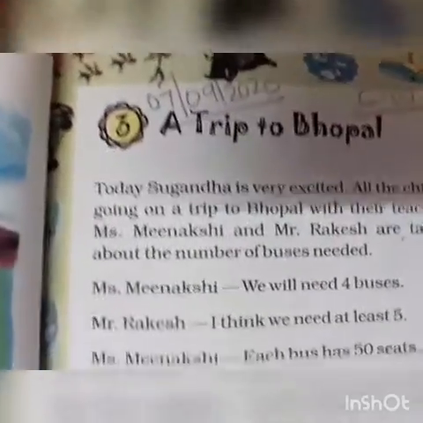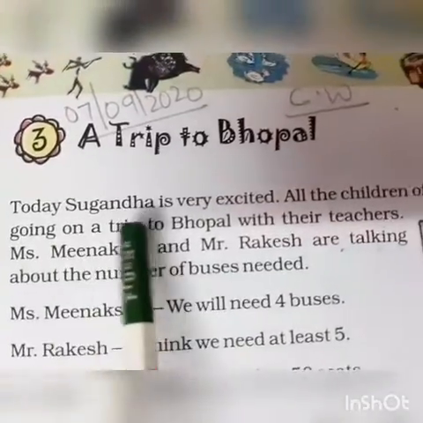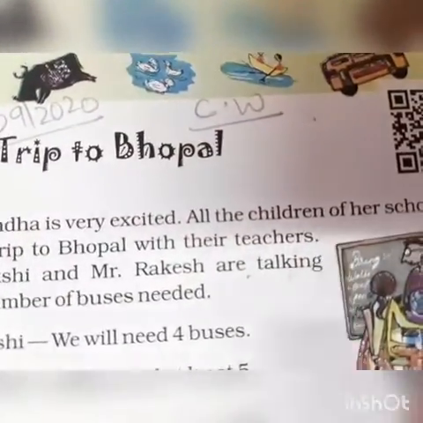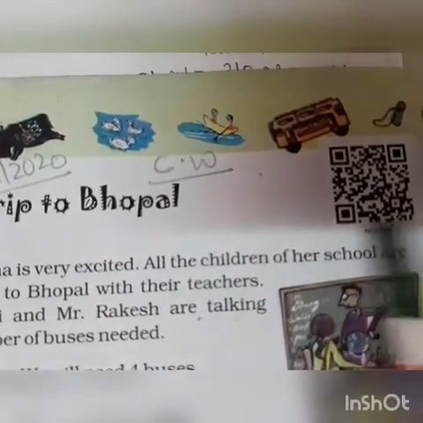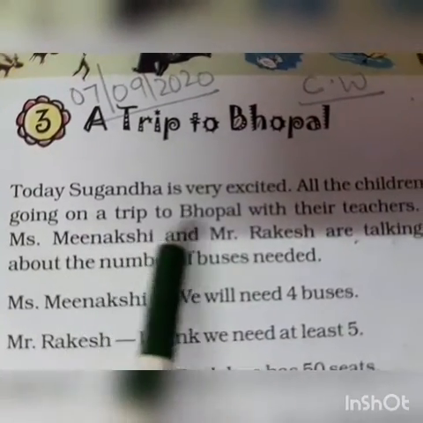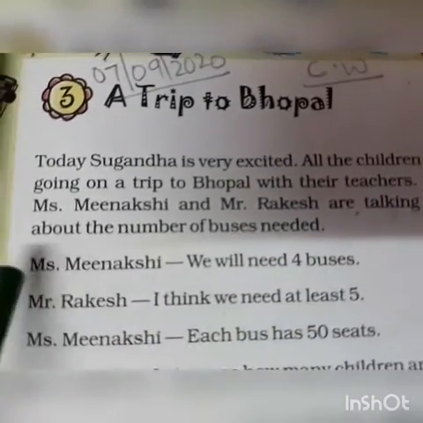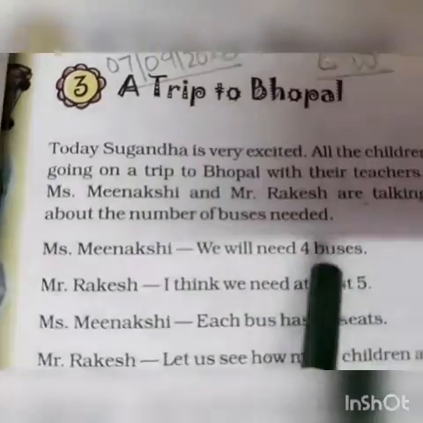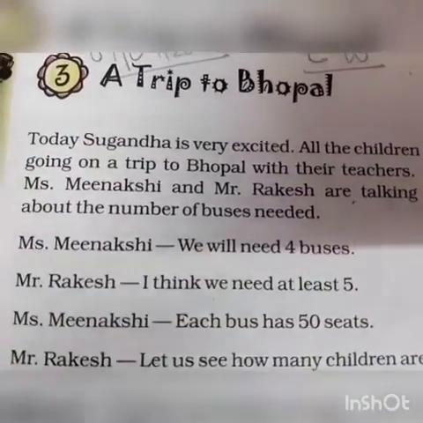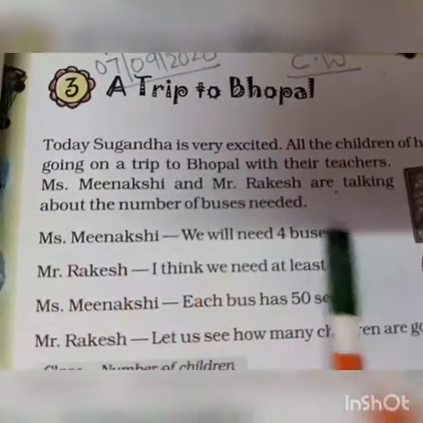Now first there is a small story related to this. Today Sugandha is very excited. All the children of her school are going on a trip to Bhopal with her teachers. Miss Meenakshi and Mr. Rakesh are talking about the number of buses needed. Here you can see that Sugandha is one of the students who is going to Bhopal with her teachers, Miss Meenakshi and Mr. Rakesh. Both the teachers are discussing the number of buses they will require to take the children to Bhopal. They are going on a picnic to Bhopal.